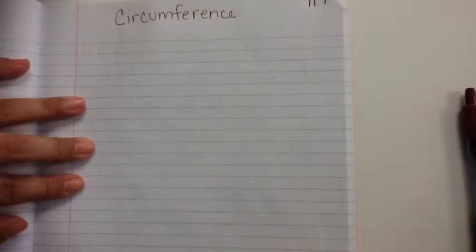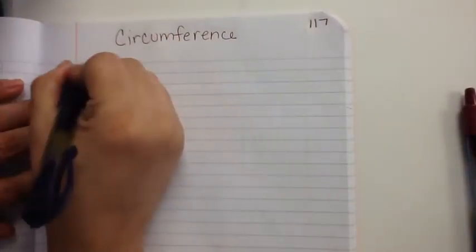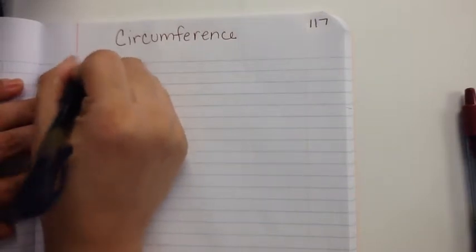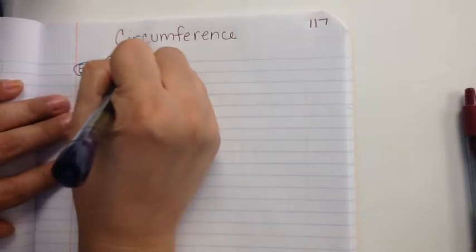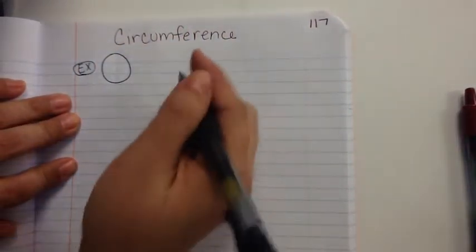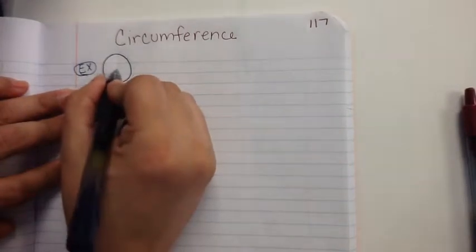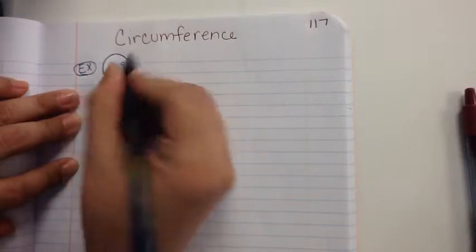Go ahead and write examples for finding the circumference. Okay, example. Draw a circle. And this circle is going to have a radius of 5 centimeters.